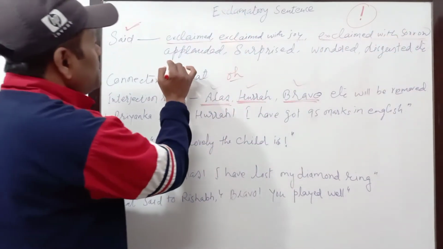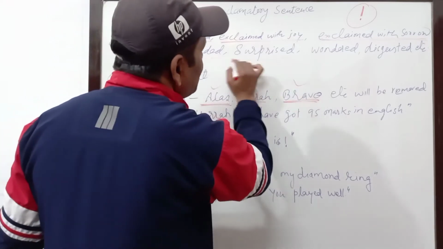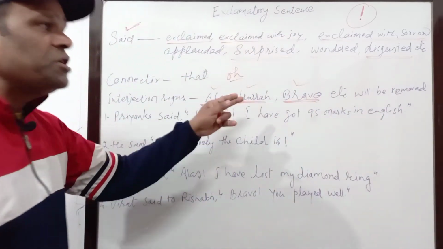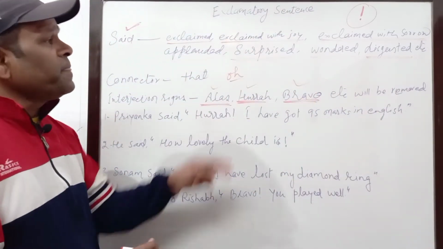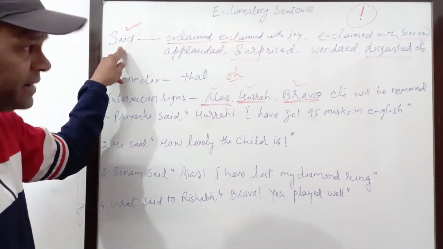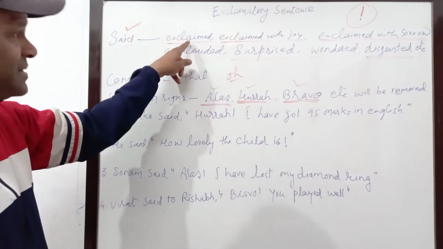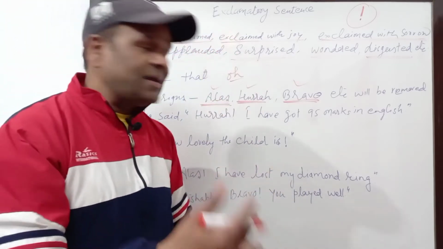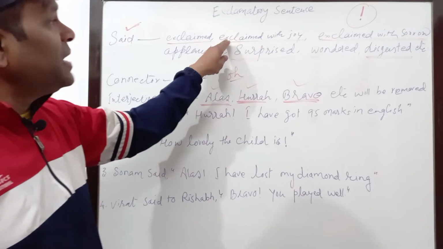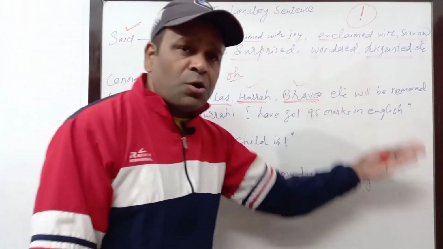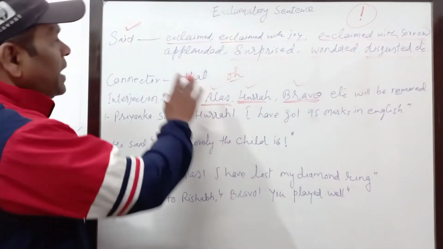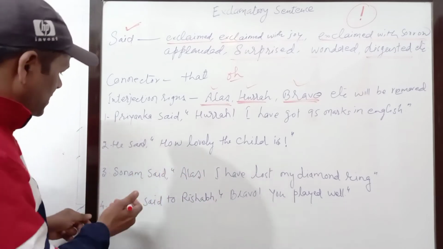Now other words are used there like applauded, surprised, wondered, and disgusted, as per the need of the sentence. Read the sentence carefully, and accordingly you can use the reporting verb. In place of said, first of all, remember, exclaimed. Second, when it is a sentence containing hurrah, bravo, or any pleasure or joy, you can use exclaimed with joy. If it is any sorrow or regret or sad feeling, you can use exclaimed with sorrow. And if it is any applause, suppose here one sentence is there.